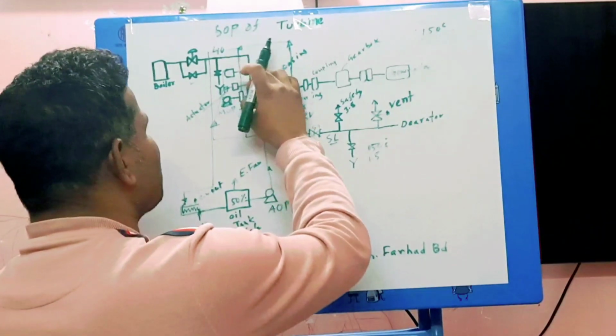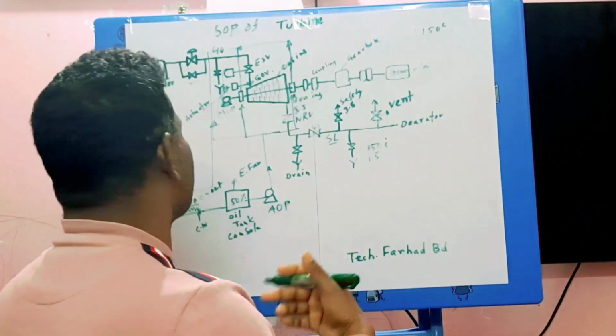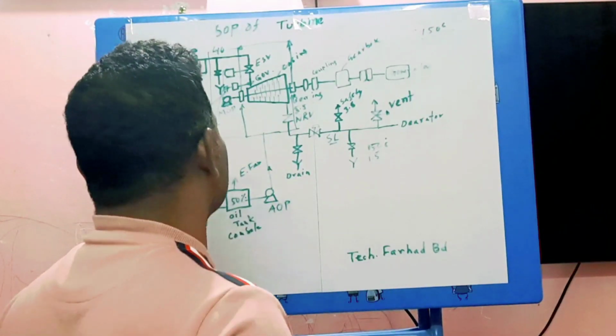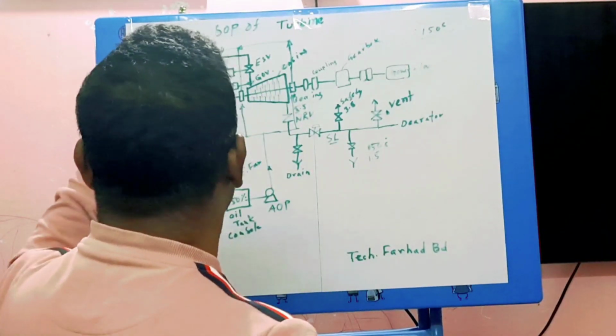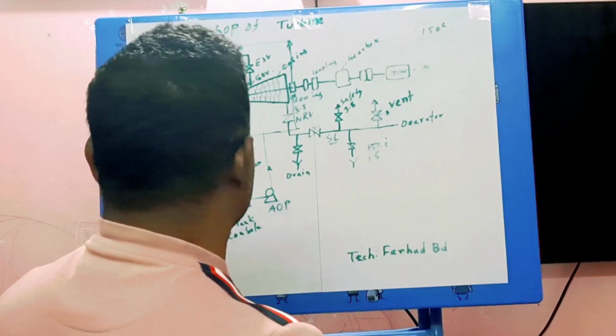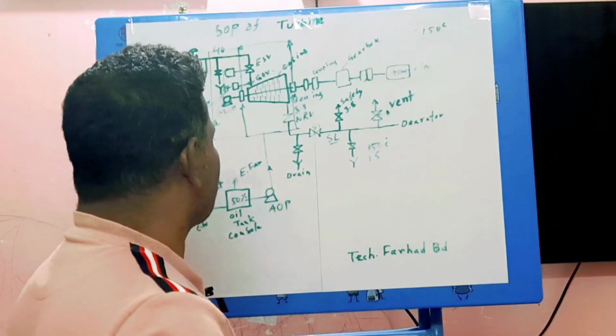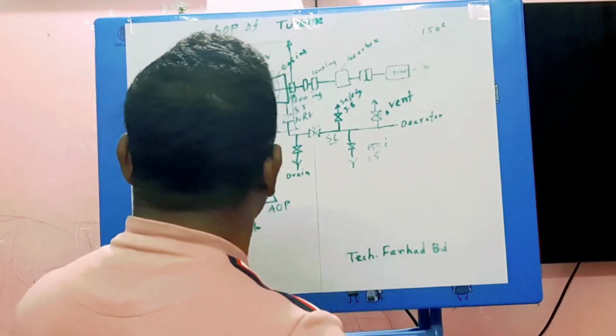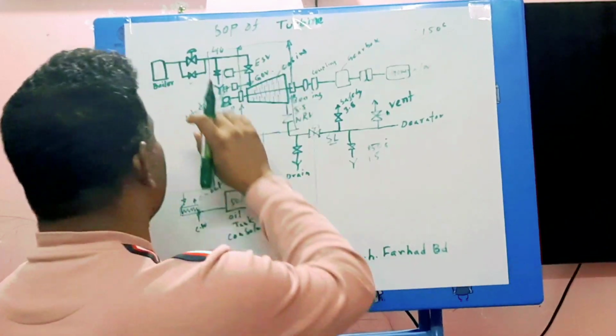When this valve opens, the turbine starts rotating. After the turbine rotates, the RPM also increases. We control this RPM with the bypass valve. First we keep 500 RPM. We should keep this 500 RPM for 5 to 10 minutes. After 5 to 10 minutes, give rolling.